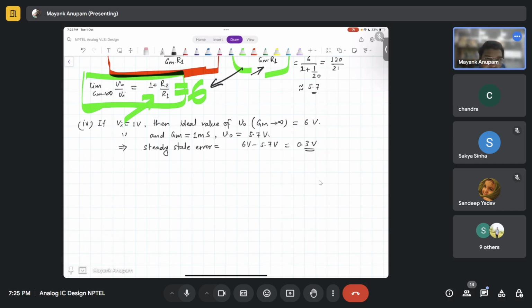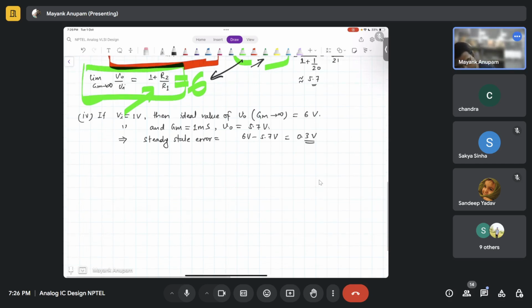This is a steady state error. Okay, but when we say error, we generally normalize it with respect to the ideal value. Why do we do that? When we report error, we generally report fractional error. Why do we do that? I think we need a reference point, and that is the reference point.